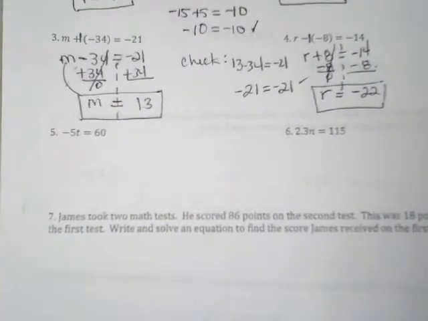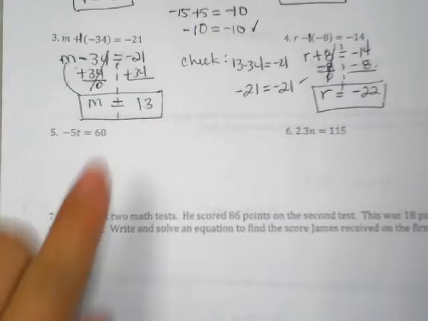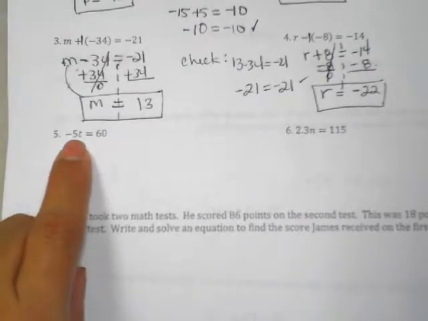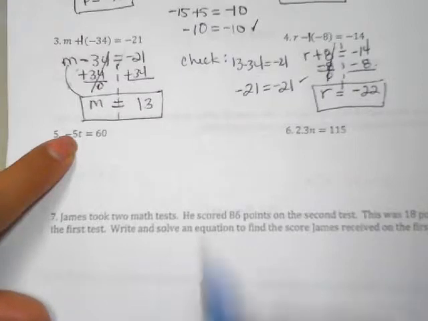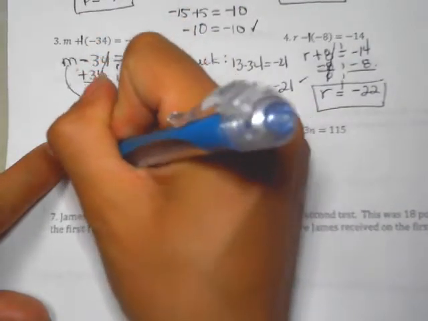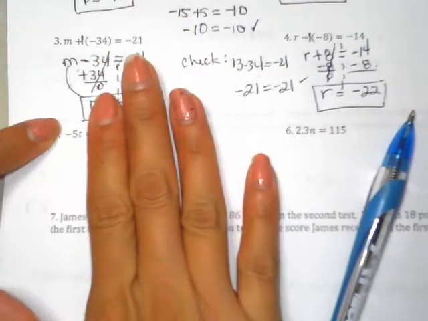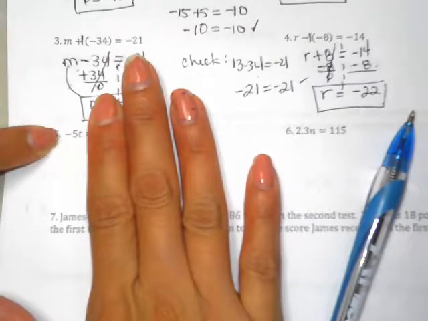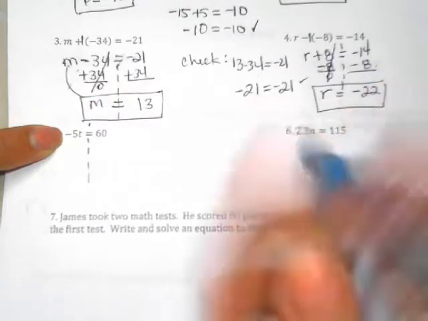Alright, number 5. Number 5 and number 6 are also one-step equations, meaning I'm only going to do one step: add, subtract, divide, or multiply. But since these are touching my variable, this is multiplication. So I still do my wall. I still start on the left side because that's where my variable is. But I see that the negative 5 is touching the t. That means it's multiplication. Well, the opposite of multiply is to divide. So that's our inverse operation, to divide by negative 5.